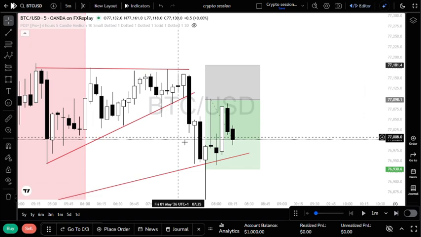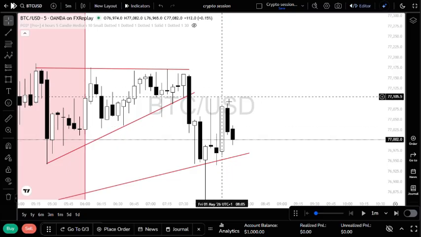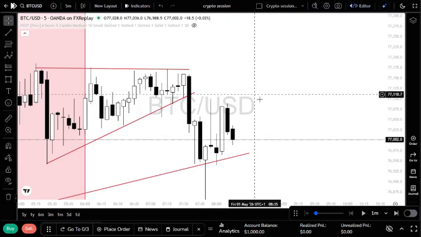Price will always deliver 2R. We put the stop above my resistance, then I target 2R. That's if I want to counter trade the trend. But since my bias is bullish, I will just go alongside my bias.